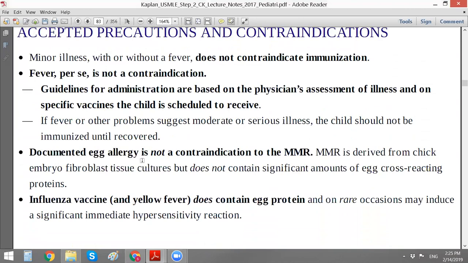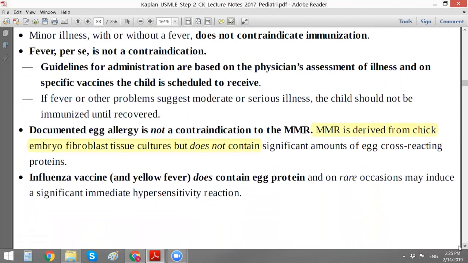Okay. Documented egg allergy is not a contraindication to MMR. MMR is derived from chick embryo fibroblast tissue culture but does not contain a significant amount of egg cross-reacting protein. So it does not contain. Influenza vaccine does contain it, and on rare occasions may induce a significant immediate hypersensitivity reaction.